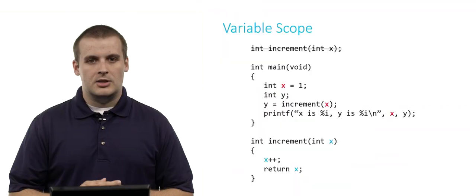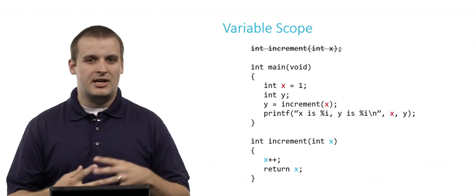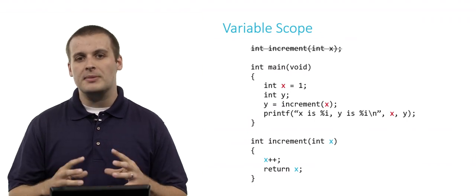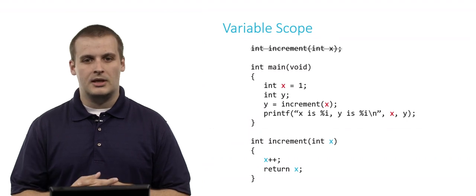All right, hopefully you've taken a few seconds to try and parse this one out. Let's do it together. So I've crossed out the increment declaration at the top there. It was kind of a distraction. It's not its own variable. It doesn't have its own scope. It's just a function declaration. So for purposes of trying to parse out what's happening in this program, we might as well just avoid it.